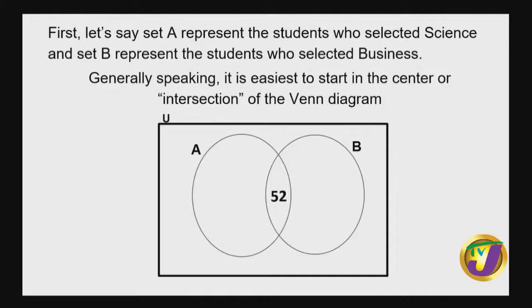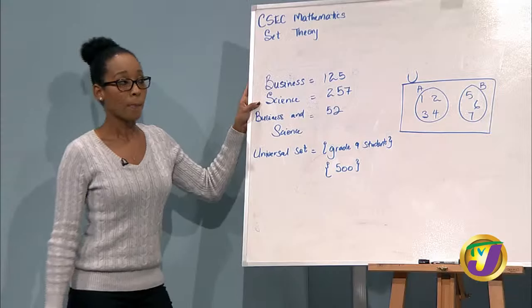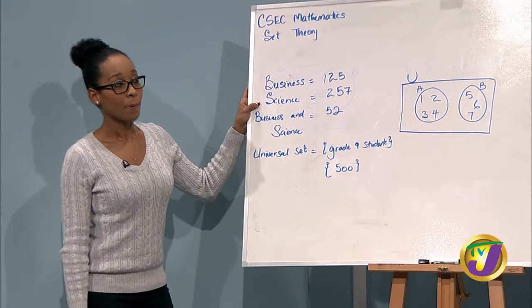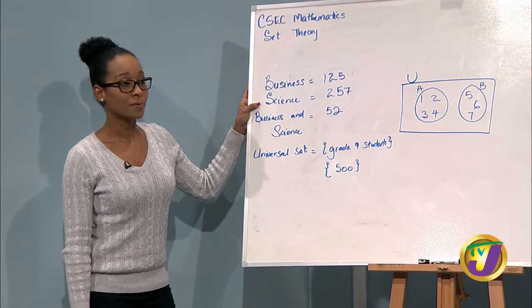So what if we want to look at A now? So remember, set A would have been the science. Set A, science? Yeah. All right, science, good. So set A is science. So tell me now, set B represents those who selected business.